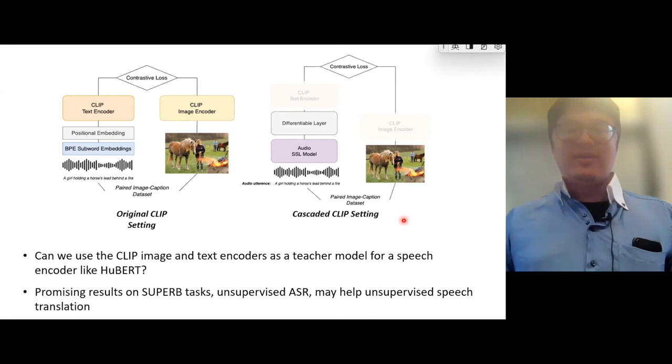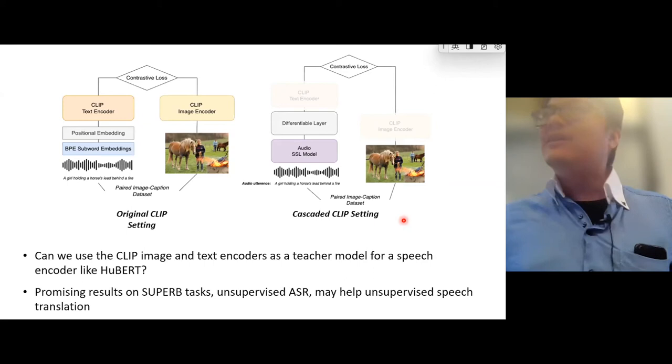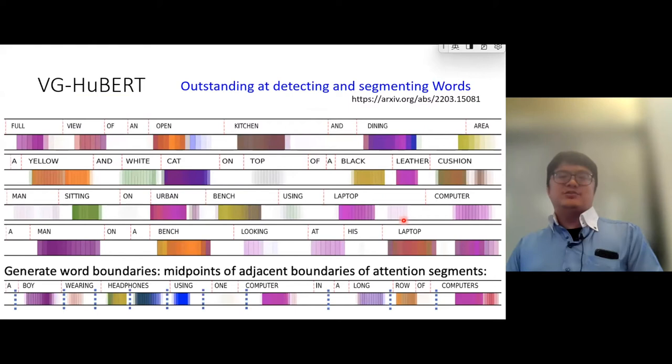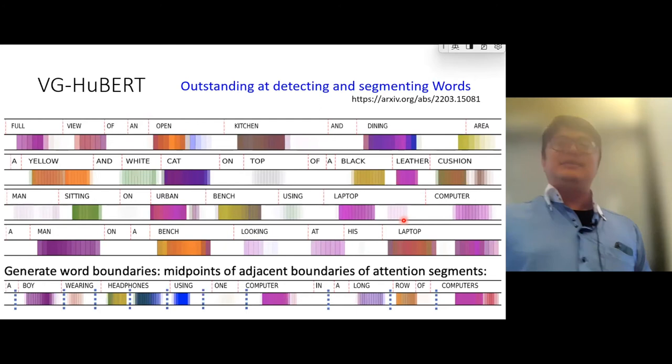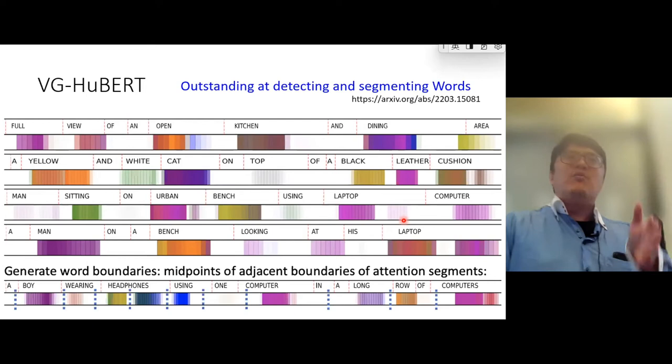And we already see some promising results on the SUPERB test and some promising results for unsupervised ASR. And we think probably it can also be helpful for unsupervised speech translation. And another model David brings to this workshop is VG-HuBERT. This model has very outstanding detecting and segmenting capability for unlabeled speech signal. It achieved several SOTA results on the benchmark corpus for word segmentation and word detection.